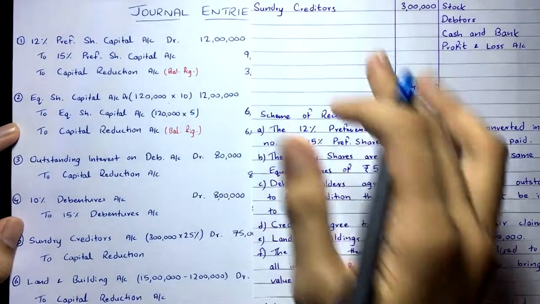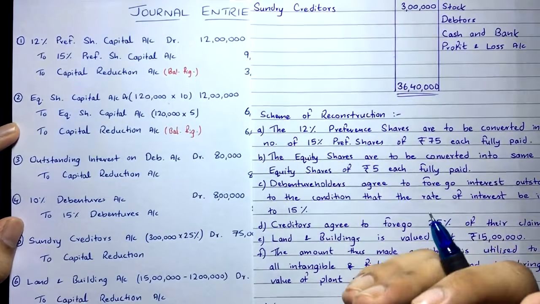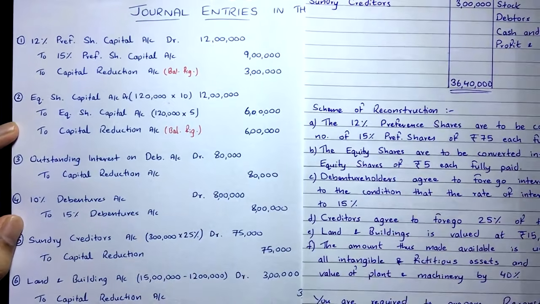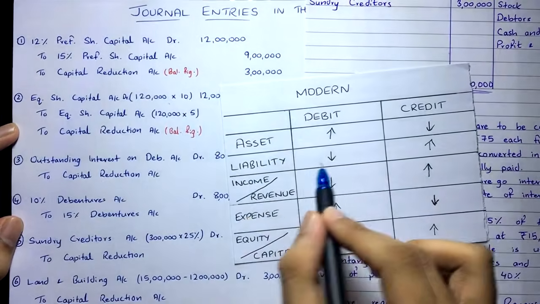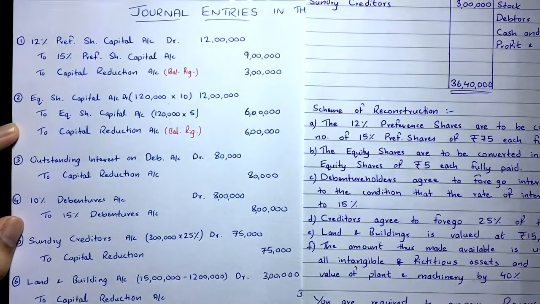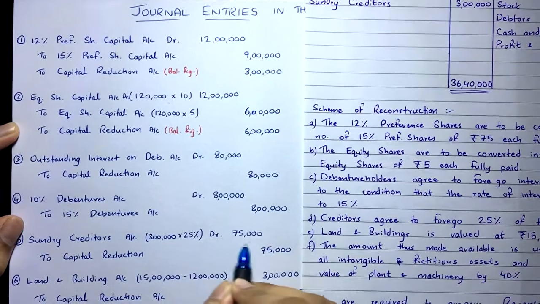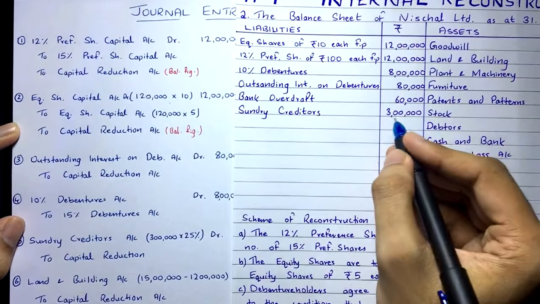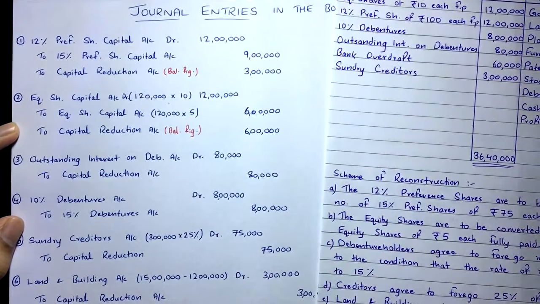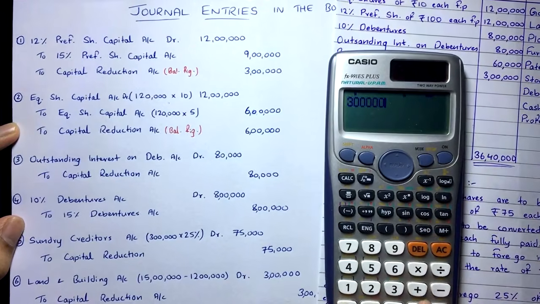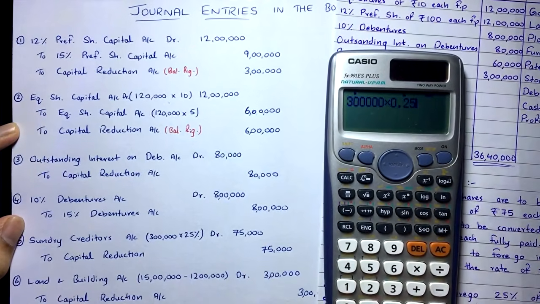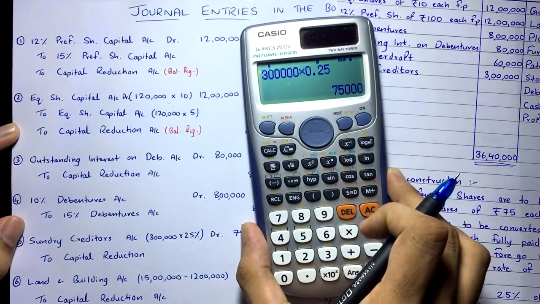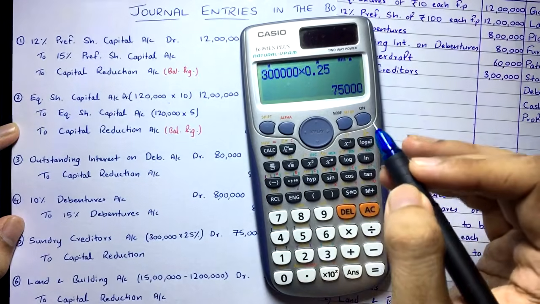Just reduce the creditors by 25%, and whatever gain that we are going to get, transfer that to capital reduction. See, it's very simple. Our liability is getting reduced by 25%. Creditors' liability reduces, you have to debit that. Simple, sundry creditors account, debit. What amount? 25% of their claim. Our liability to creditors is 3 lakh, isn't it? So simply calculate it. 3 lakh into 0.25, that's 25%. If you do that, it is 75,000.